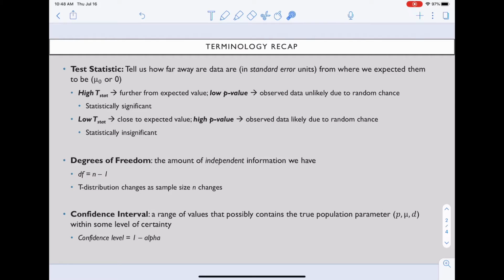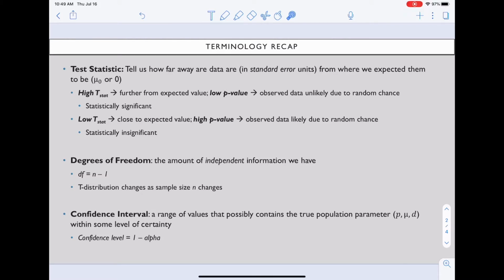So a high t-stat, or a high z-score, even when we were doing the stuff in the z distribution, means that we are further away from our expected value. Our data is very far away from where we expected it to be, which then results in a low p-value, which then tells us that our observed data, the data that we have, is unlikely due to random chance, and that we can say that is a statistically significant result, whatever we're measuring, whether it's a difference or a mean or whatever.